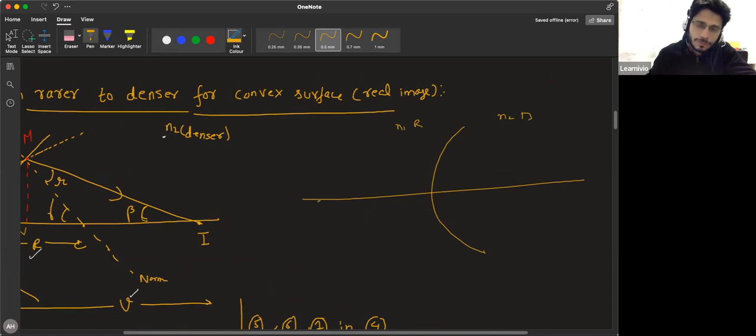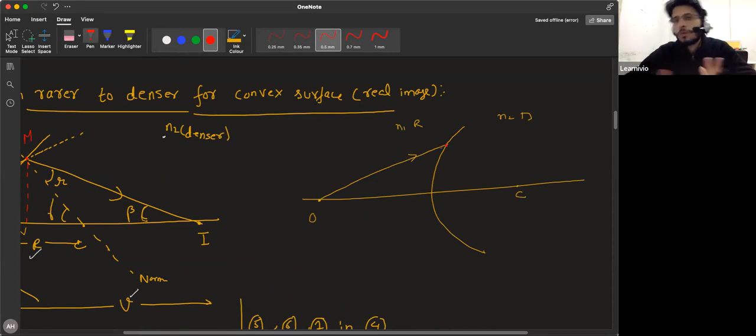This is your object. You incident your ray here. And this is the center of curvature. So how will you drop a normal over this point? Because the ray will deviate, or it will refract, depending upon the normal always. It will bend towards the normal or away from the normal. How will you drop a normal over this point? It's an open question to all.